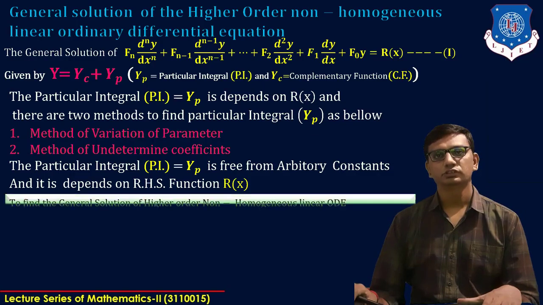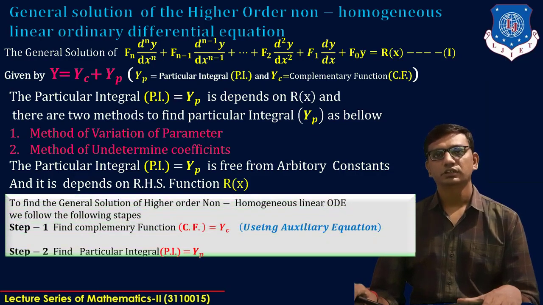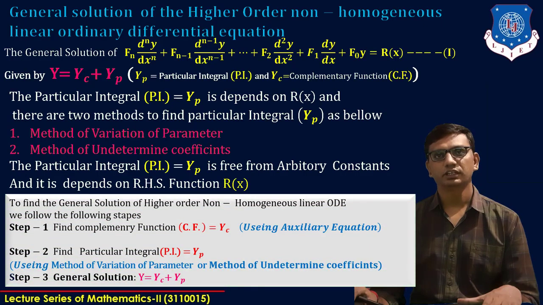To find the general solution of a non-homogeneous differential equation, we follow these steps. Step 1 is to find the complementary function after converting our differential equation into the homogeneous form, and it is obtained from the auxiliary equation. In the second step, we find the particular integral, denoted as yp, and it is free from arbitrary constants. It depends on the RHS equal to Rx. It is obtained using the method of variation of parameter or the method of undetermined coefficients. In the third step, we find the general solution. It is obtained by y equal to yc plus yp.